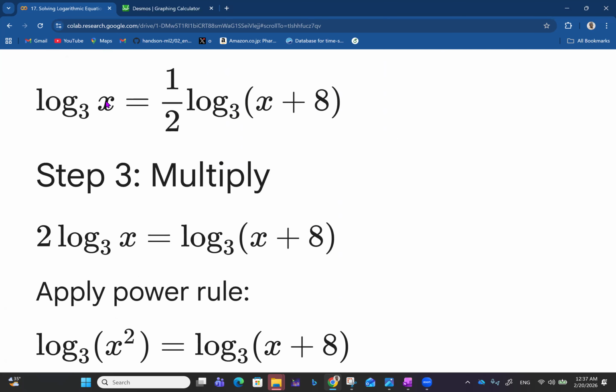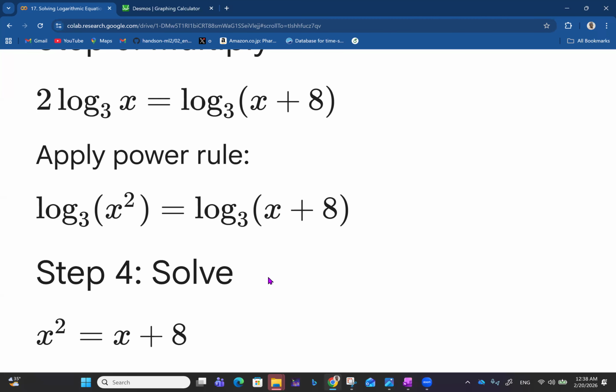So x is equal to 1 plus or minus root 33 over 2. So what's the domain restriction? The domain restriction has to be that, first of all, x has to be greater than 0, and then x plus 8 has to be greater than 0. So x plus 8 greater than 0 means x is greater than minus 8. So x greater than 0 is stronger than x greater than minus 8. So you take x greater than 0.